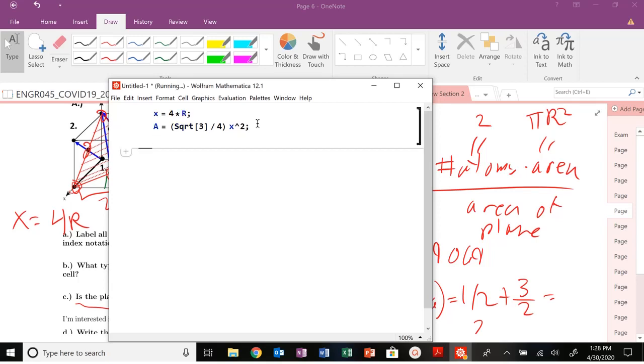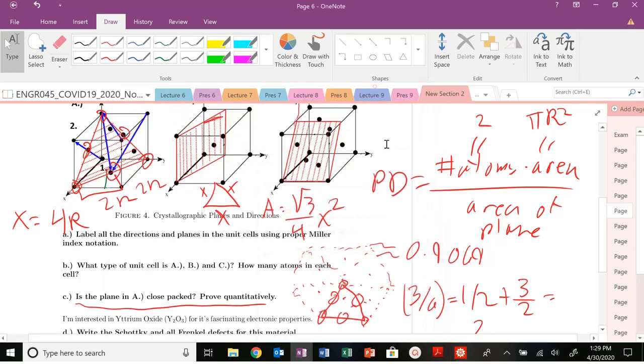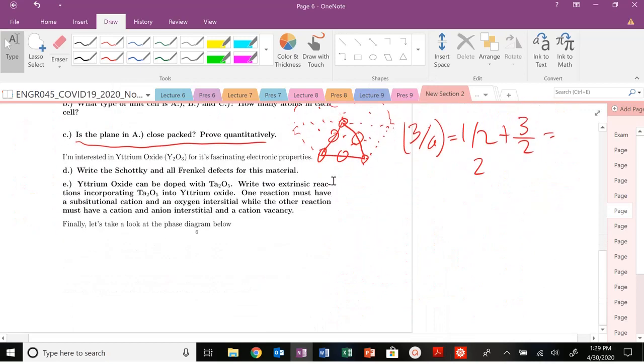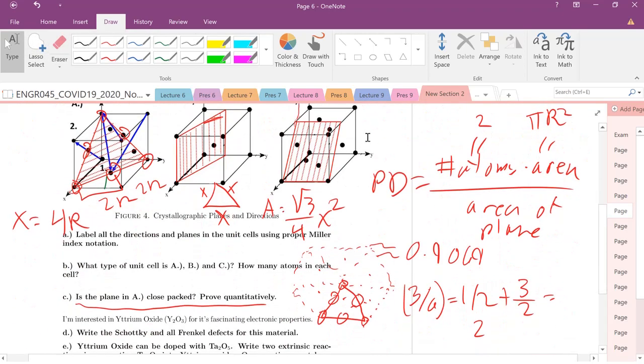So our planar density, PD, equals 2 times pi times r squared divided by A. Let's see this out numerically. And what do you know? We hit our magic number, so we did prove quantitatively that that is a close packed plane. Excellent. Now we're moving on to Kroger-Vink notation. You will absolutely like that Kroger-Vink notation.